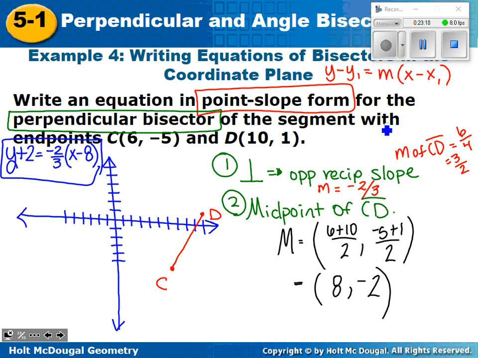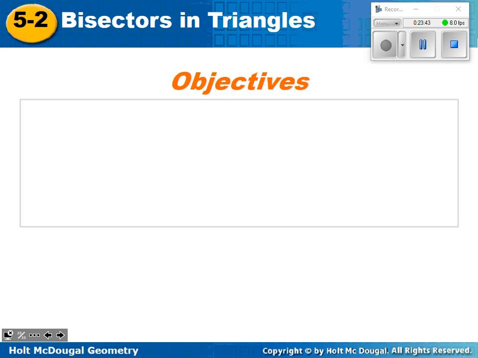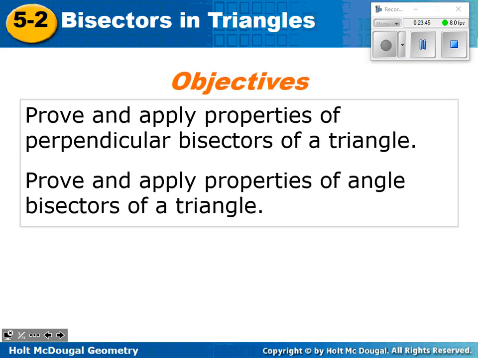All right, so everybody feeling somewhat confident with 5-1? Okay, 2 theorems, and that's really it, but being able to apply the idea of a perpendicular bisector to Algebra 1 graphing and writing equations. 5-2. This is where we start applying these concepts to triangles, okay?